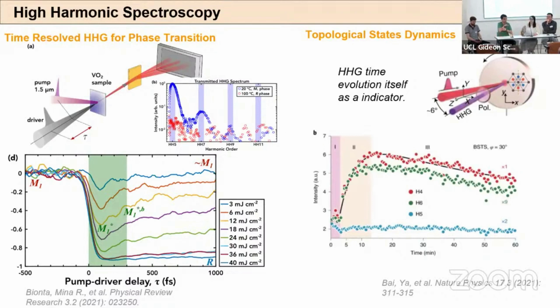And also the high harmonics themselves could be used as a probe of different dynamics within solids. So as in the second paper, they were looking at how the harmonics themselves get changed and evolve with time over quite a long timescale, as the topological states are cleaved with time because of the intense laser pulse.